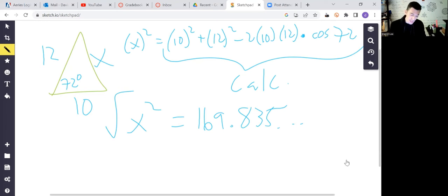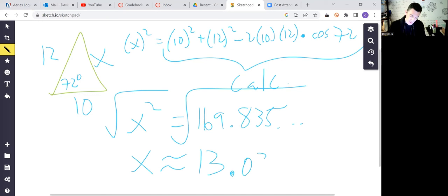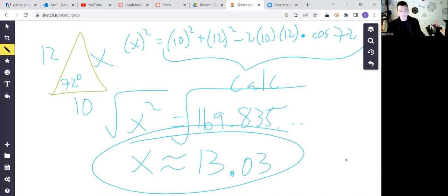Now we can get x alone by merely square rooting both sides. And final answer, x is about 13.03 units. The goal was to solve for x. We did it by using the law of cosines.